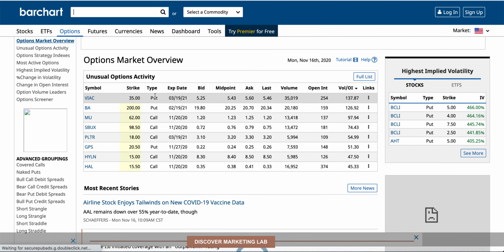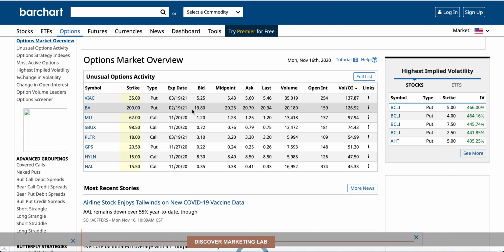If you look at that VIAC, I don't know what it is, there's a good volume. Look at the volume, that's 35,000, 20,000, right? For 2 or 3 months, that's a huge volume. For Boeing, there's a 200 put, that's 20,000, right? That's a lot of money. It's probably almost $2,000 each, so 2,000 times 20,000, that's a few million right there. So there's a lot of interest in BA.